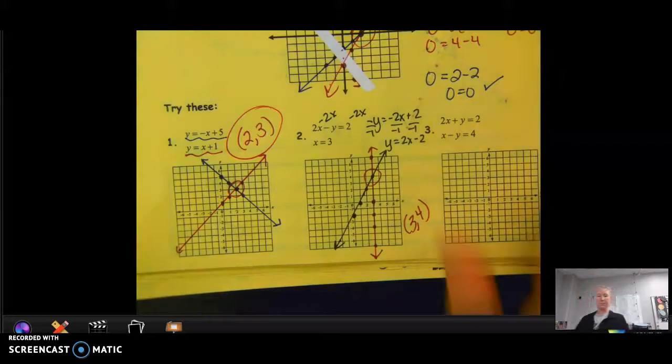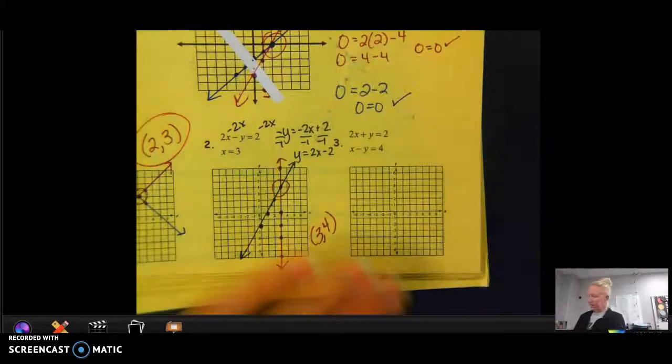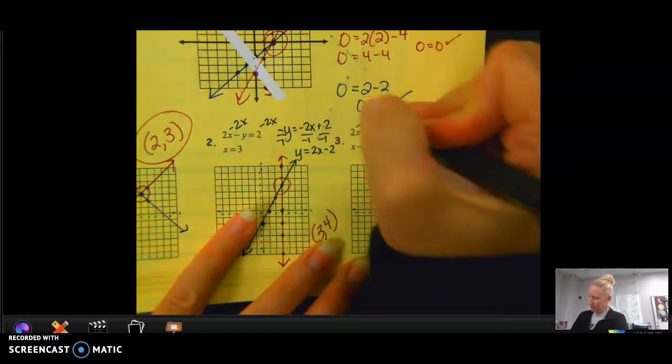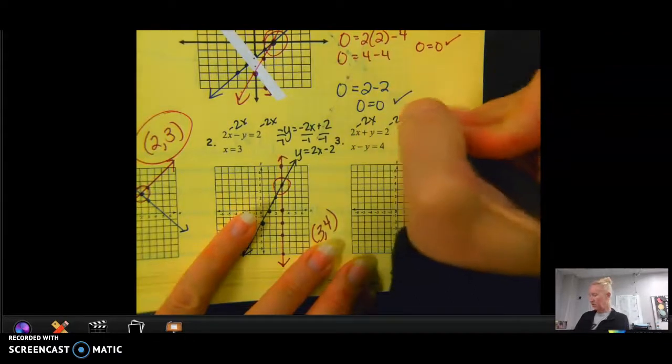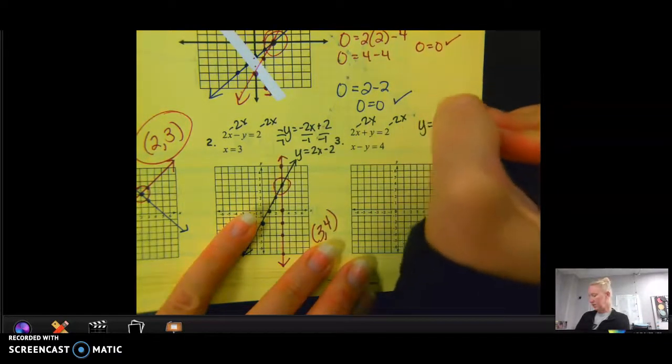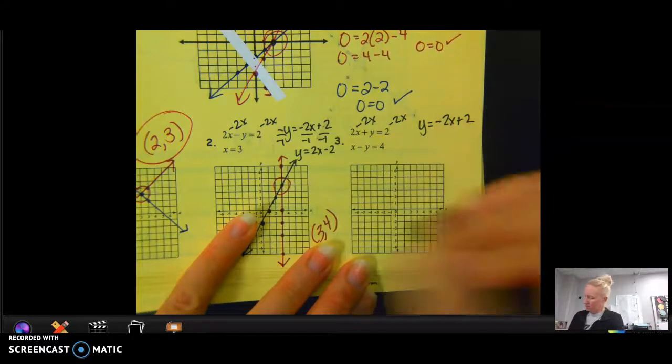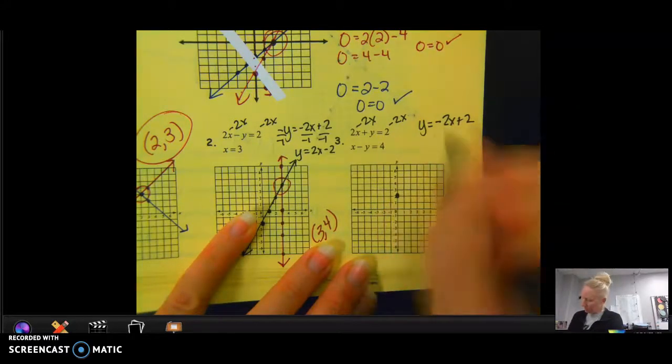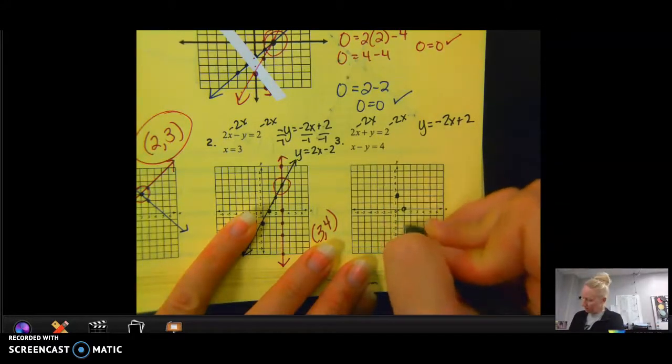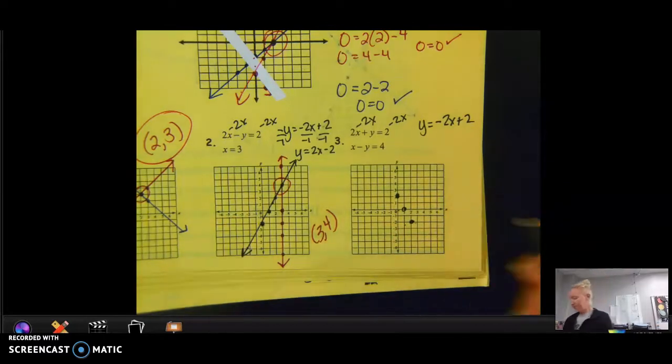All right, one more. Okay, so I need to subtract 2x from both sides to get this into slope-intercept form. So I get y equals negative 2x plus 2. The y-intercept is at 2 then. My slope tells me to go down 2 over 1 because it's a negative 2 slope.